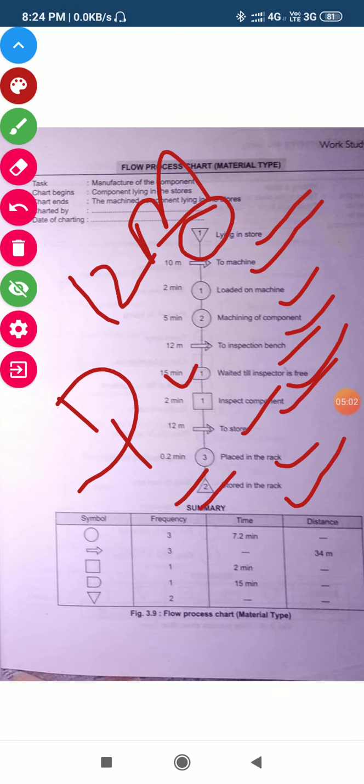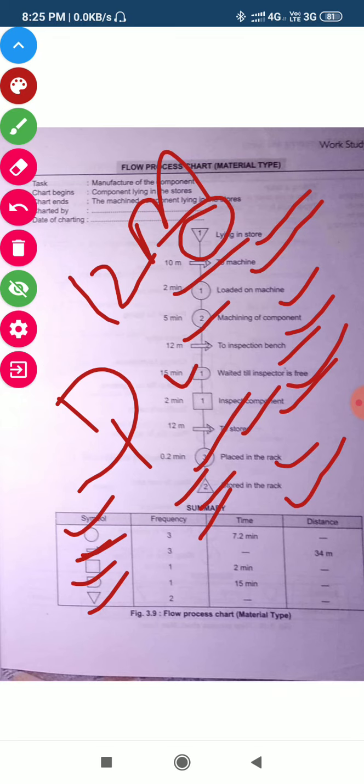Here in the summary section, what we get is that the operation, transportation, inspection, delay and storage all have a frequency of 3. Just for operation we have 1, 2 and 3. So ultimately the frequency of the operation is 3. The time consumed is 2 minutes, 5 minutes, that is 7 minutes, plus 0.2 minutes. So ultimately 7.2 minutes is the time.